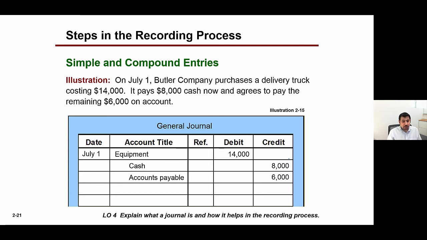As you can see here, credits and debits do not mean an increase or a decrease. In this case, the cash account was credited, however, it has decreased. Whereas the liability, accounts payable, was also credited 6,000, but in this case, it indicates that the account has increased. And then you put the explanation, for example, that this transaction was a purchase of equipment with cash and on account.